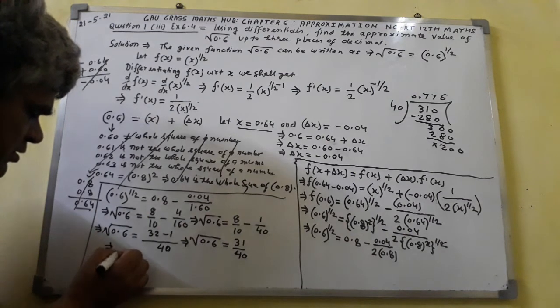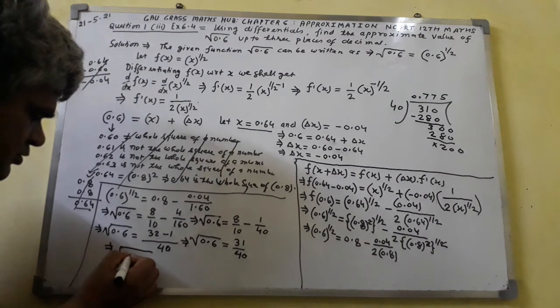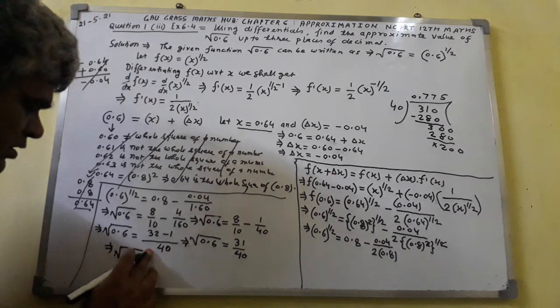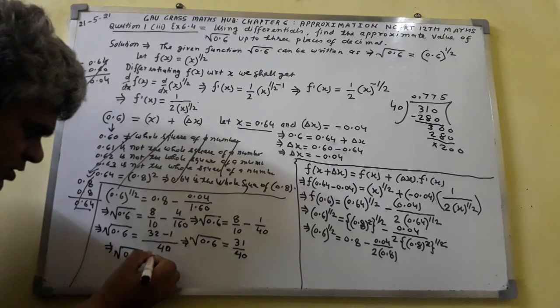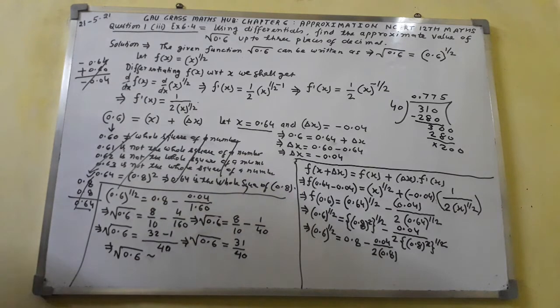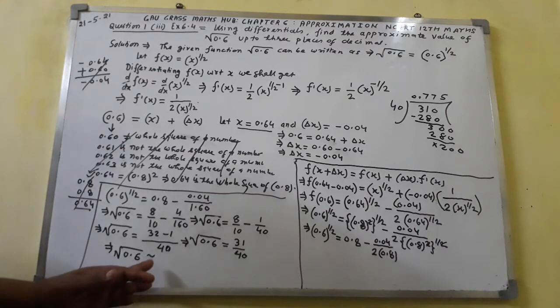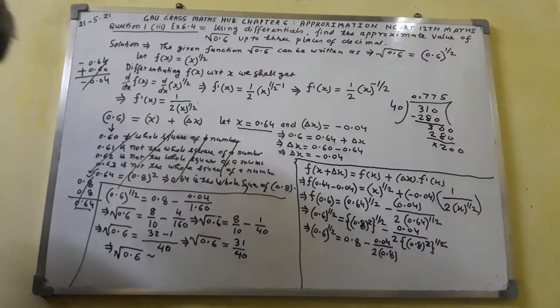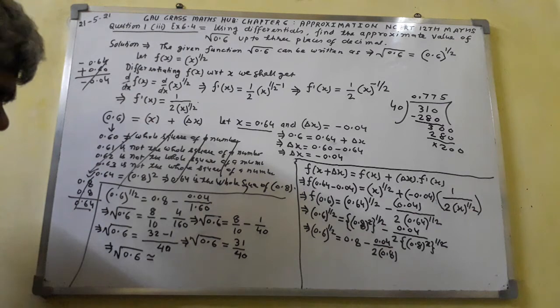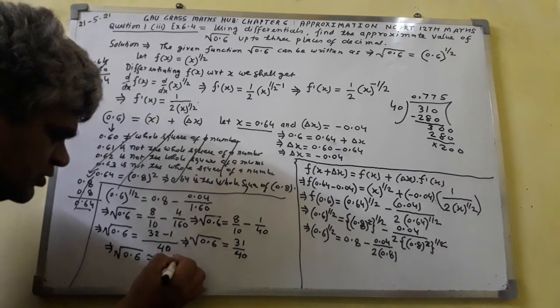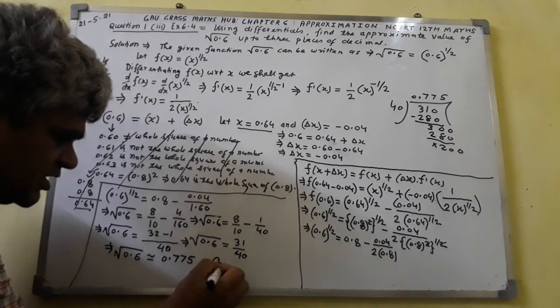Implied that under root 0.6. Now this is approximate. For approximate I shall write this one. This sign you know, sign of similarity. Sign of similarity means this is the sign of approximately. The sign of similarity is also called samroop, similarity. So approximately equal to under root 0.6 is approximately equal to 0.775. This will be the correct answer we have got.